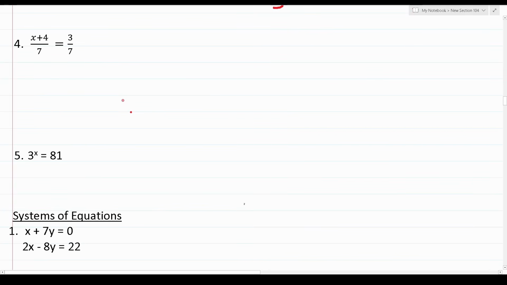All right, so number 4 says x plus 4 over 7 equals 3 over 7. To start this one, I'm going to copy the problem here. Again, we have x plus 4 over 7 equals 3 over 7. So clearly, the first thing we want to do is make an effort to get rid of 7 from the denominator. And one way we can do that is to multiply both sides by 7 over 1.